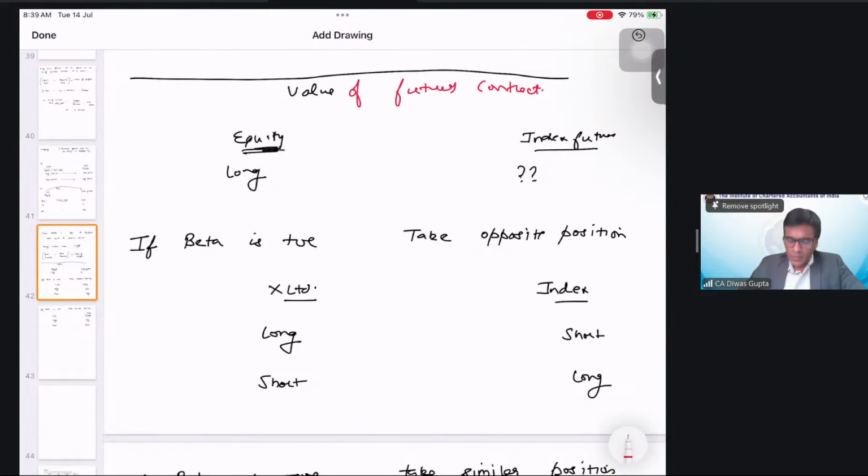Then the next one is around equity. Let's say we are taking a long position in equity, then what position should we hold in the index futures? If beta is positive, students, that means the share price and the index move in the same direction. Then if we have taken a long position in X Limited, in the index we will take a short position. If there is a short position in X Limited, in the index we will take a long position, students. So we will take the opposite position if beta is positive. Clear?